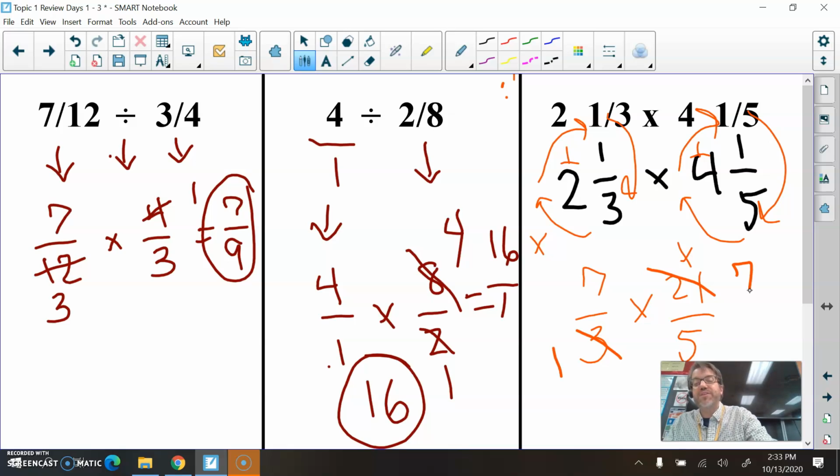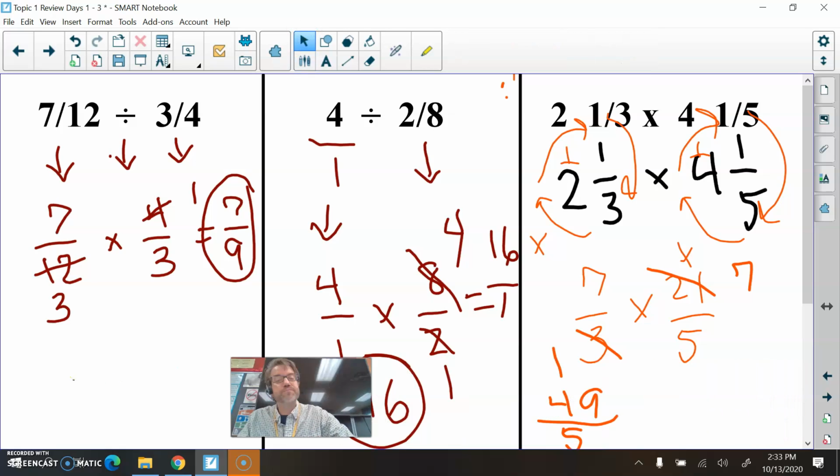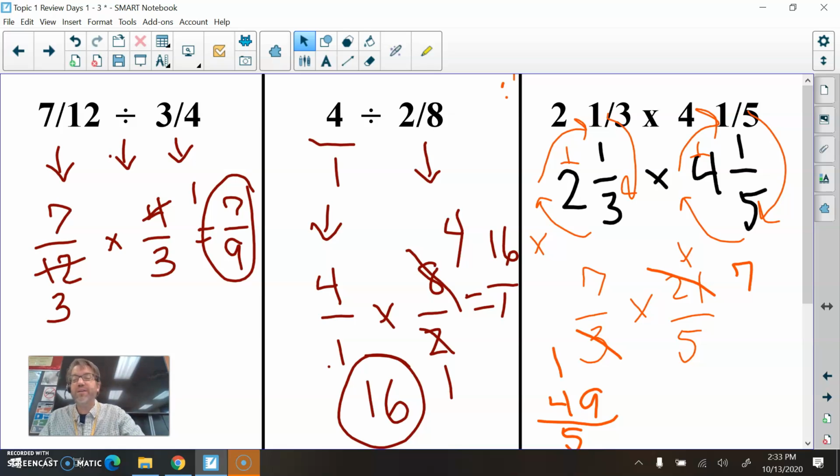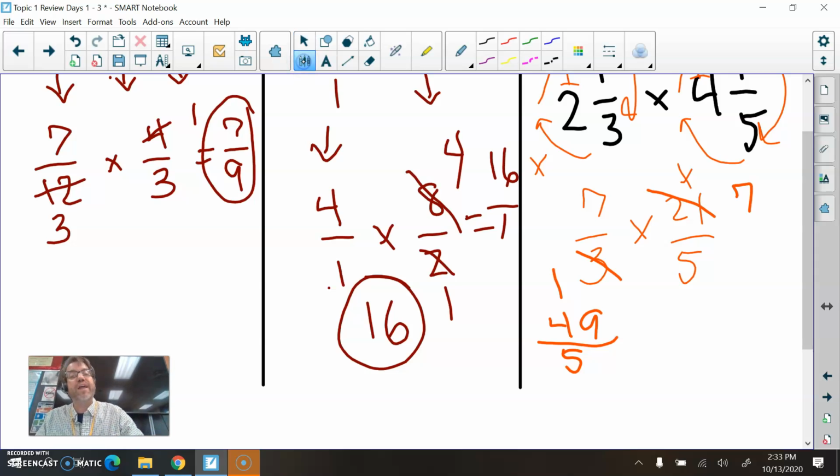So now I have 7 times 7, which is 49, over 1 times 5, which is 5. Now, can I leave this as an improper fraction? Move myself there, out of the way. And hopefully you realize, no, I can't leave my answer like this, 49 over 5. I need to divide to change this back into a mixed number. So we're going to divide 49 by 5, and that will give us our final answer.